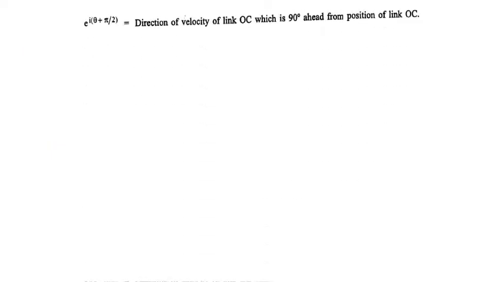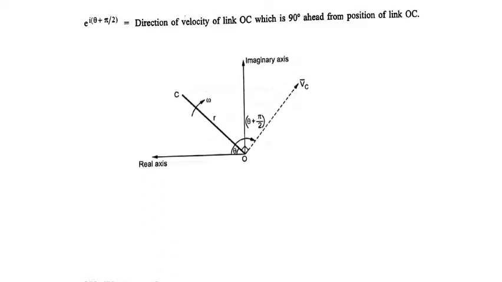So next, to represent this velocity along with the position vector, see this is the position vector of the link OC, right? So this direction of the velocity is 90° ahead from the position of the link. So from here to here it is 90°. So this dotted line represents the velocity of the link OC.